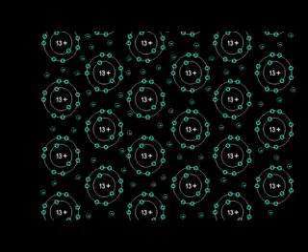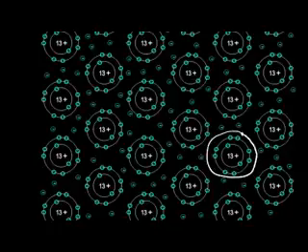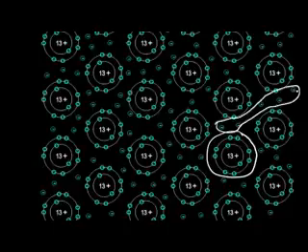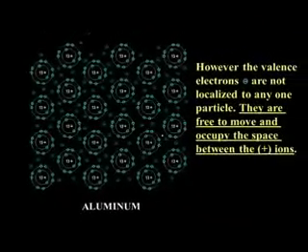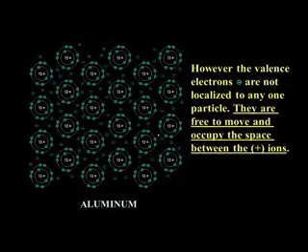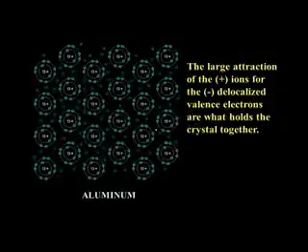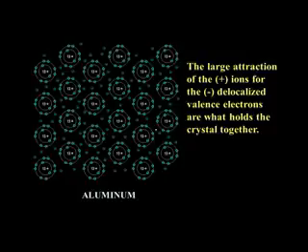So the metal atoms become cations, positively charged ions, and the valence electrons are loose in the spaces between the cations. So what's holding the crystal together is the electrostatic attraction between the positively charged cations and these free-floating negatively charged electrons. And so the valence electrons are not localized to any one particle. They are free to move and occupy the space between the positive ions. And so similar to the electrostatic attraction that holds the ionic crystal together, we have this attraction of opposite charges that are holding the metallic crystal together.